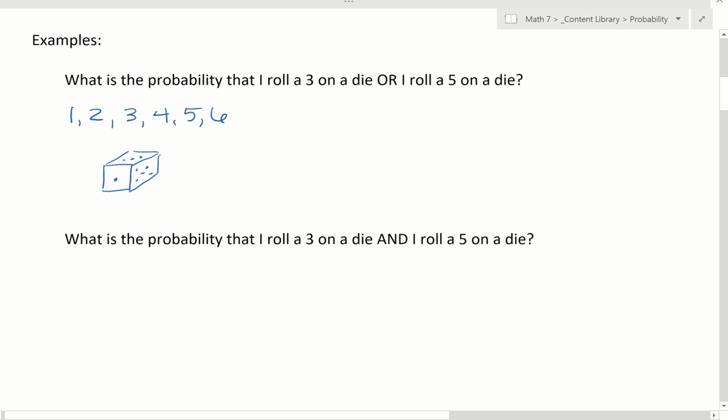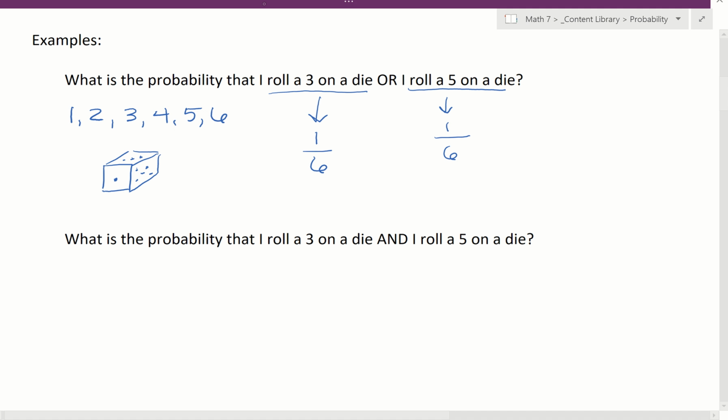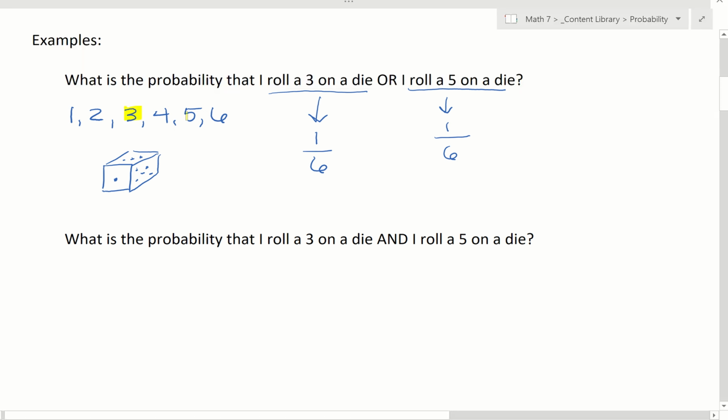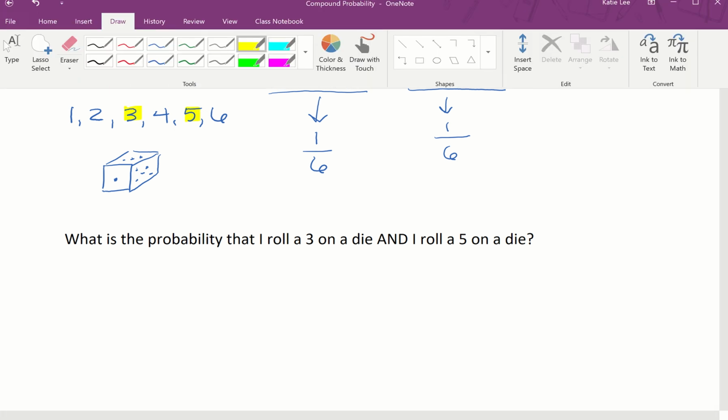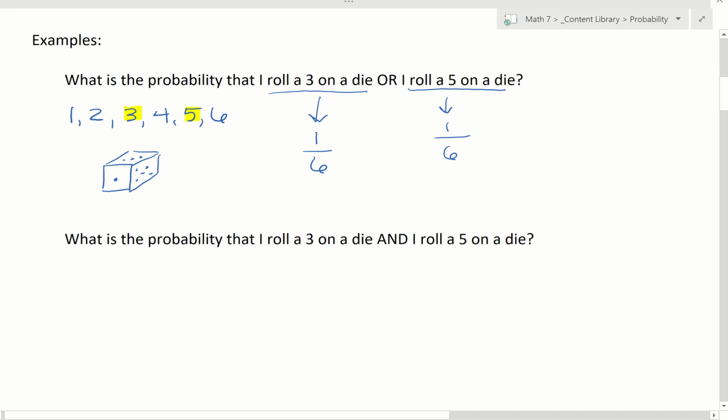Okay? So, to roll a 3 on a die, well, my probability for that is 1 out of my 6 options. I could also roll a 5 on a die, so that's also 1 option out of 6 options. If I want to roll a 3 and I'm also okay with rolling a 5, well, that just means that I'm okay with getting 2 out of 6 things. Okay, and I'll simplify that down to 1/3.